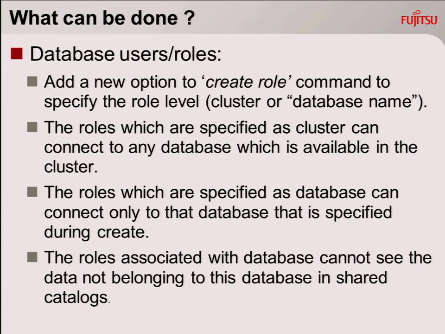The roles associated with a database cannot see the data not belonging to that instance, which goes without saying. But as always, the question has been, how do we treat the shared catalogs? Who gets to see what from those shared catalogs? And how do we split across the databases so that the data that is not specific to that database is not visible?